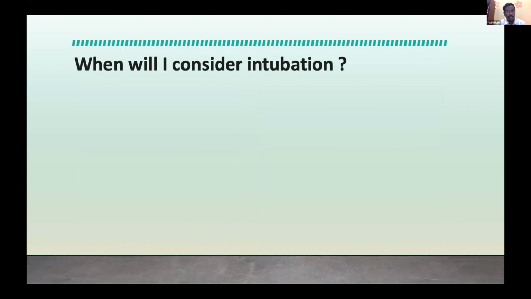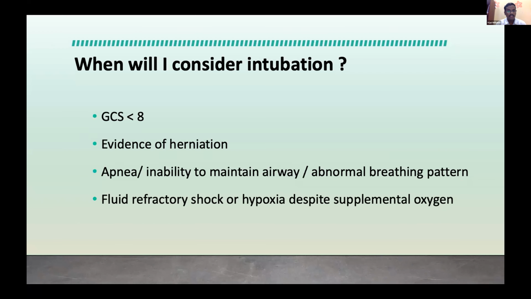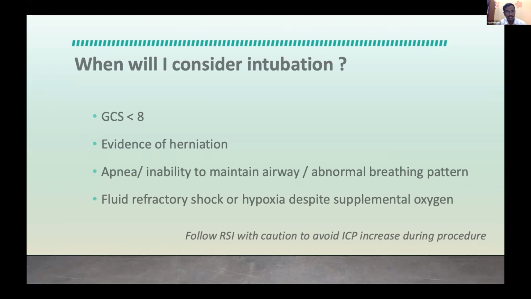Based on this scale, whenever a child presents with a GCS of less than 8, or if there is any evidence of herniation, that is unequal pupil, abnormal posturing, or abnormal breathing, or if the child is completely apneic, or in other conditions, whenever the child has any fluid refractory shock or hypoxia not related to neurological causes, these are common indications wherein I will intubate upfront and ventilate these children. We need to follow rapid sequence intubation with caution in order to avoid ICP increase during such procedures.